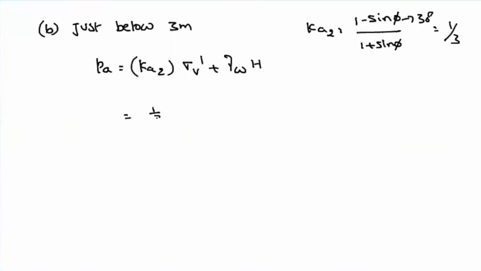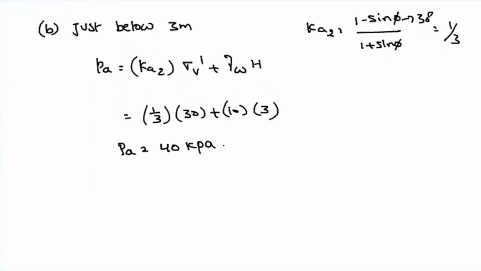So here it will be 1 by 3 into whatever the vertical stress we have found, 30, plus gamma W, we are considering it as 10, and H will be 3. So just below the 3 meter, if you solve this, we are getting it as 40 kilopascal.